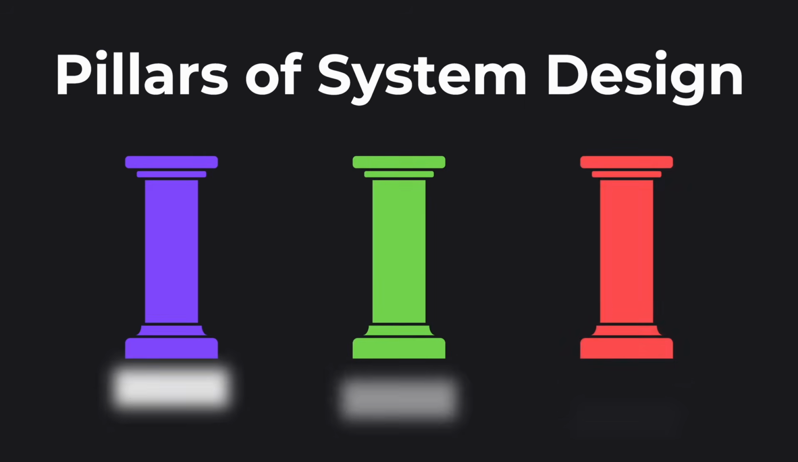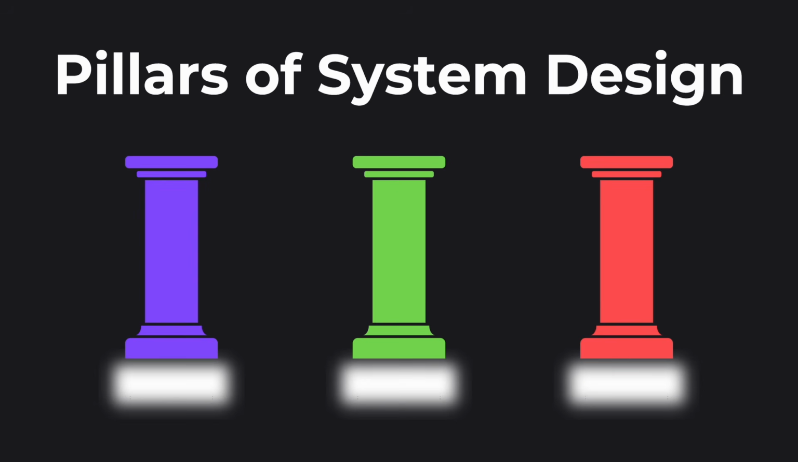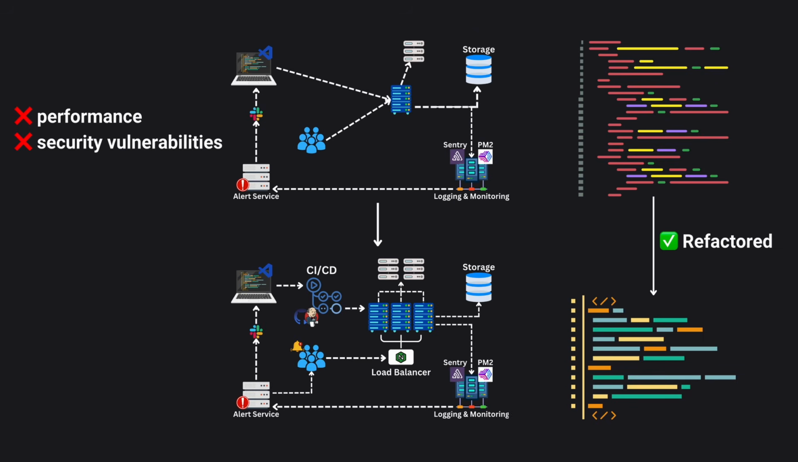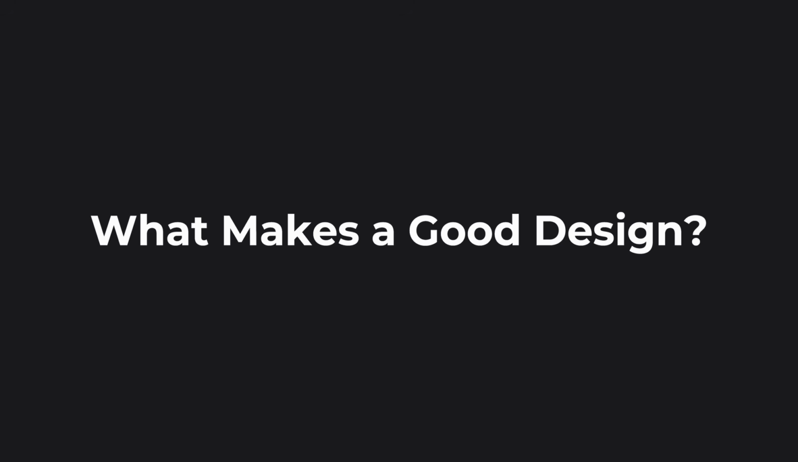In this section, let's understand the pillars of system design and what it really takes to create a robust and resilient application. Now, before we jump into the technicalities, let's talk about what actually makes a good design. When we talk about good design in system architecture, we are really focusing on a few key principles.